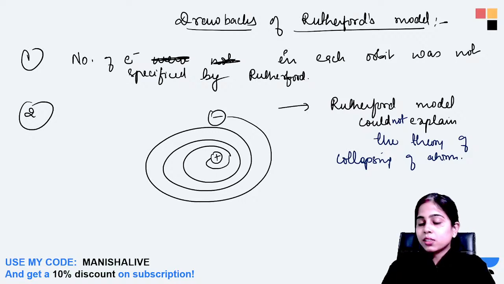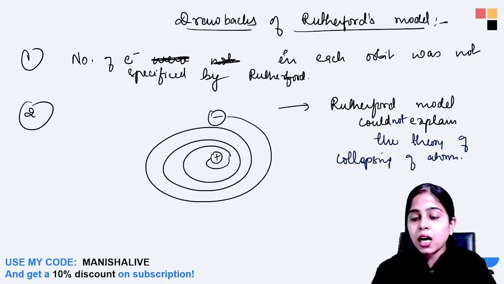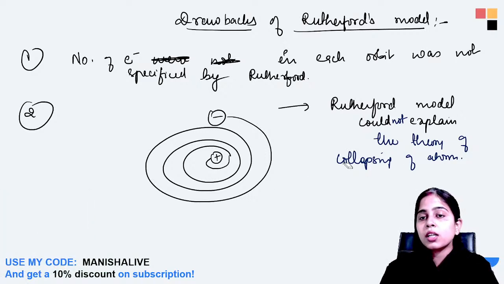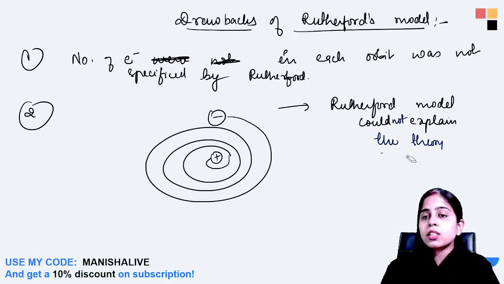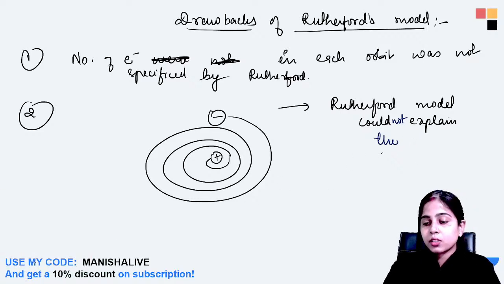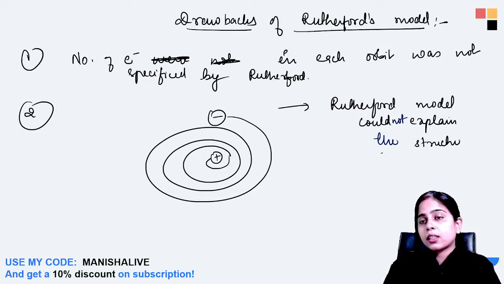Okay, very good, Abhinav. So this collapsing means why the atoms are stable. This Rutherford's model could not explain. According to this theory, the atoms would have been very unstable and they would have collapsed. They would have ceased to exist. But this is not the case, because matter would not have existed if atoms were not existing. So we can see matter, that means atoms are there. So Rutherford model could not explain the structural stability of atom.